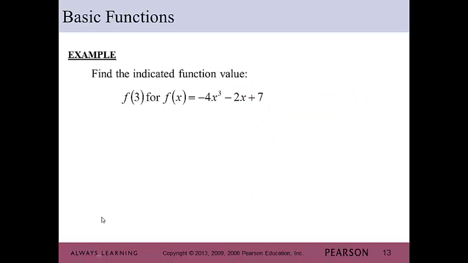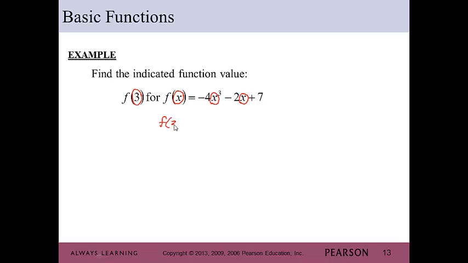Now let's find some indicated function values. So we have the function f of x equals negative 4x to the third power minus 2x plus 7, and we need to find f of 3. So notice what's in the parentheses here and what originally was in the parentheses. Originally we started with an x. Now we have a 3. So what does that tell us? Everywhere that we see an x here, we're going to replace it with a 3.